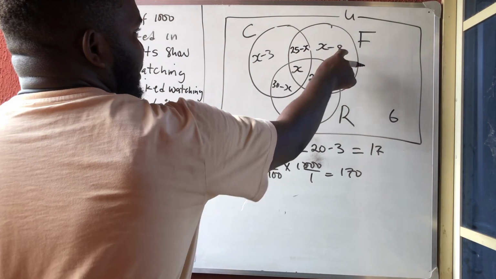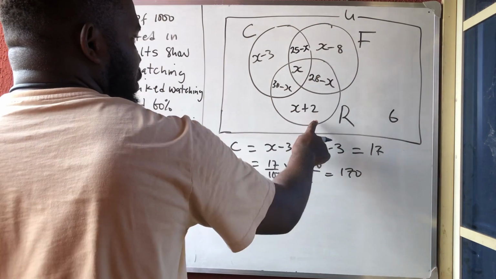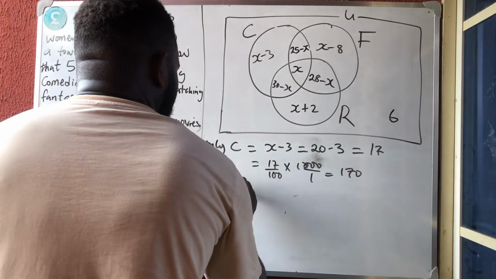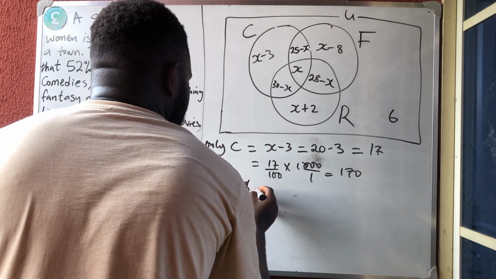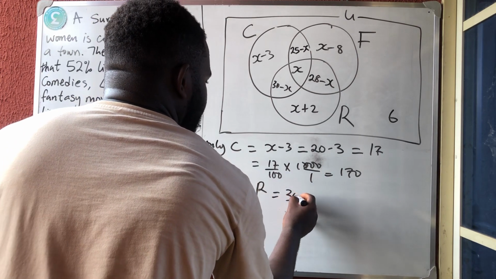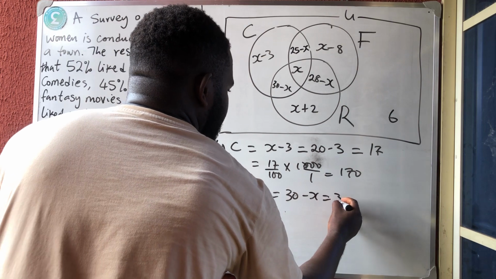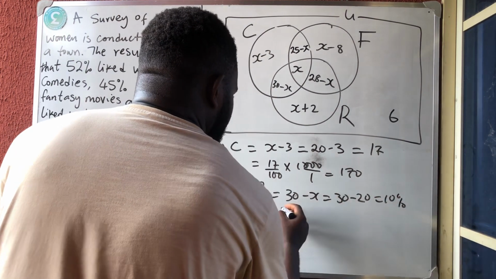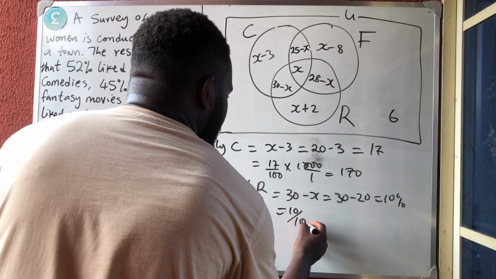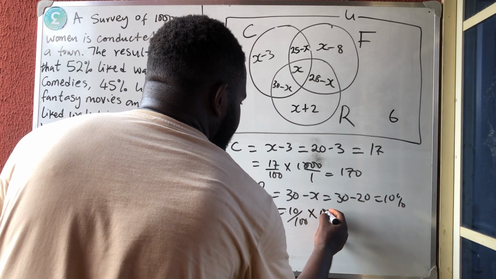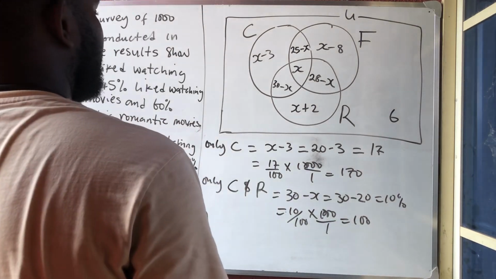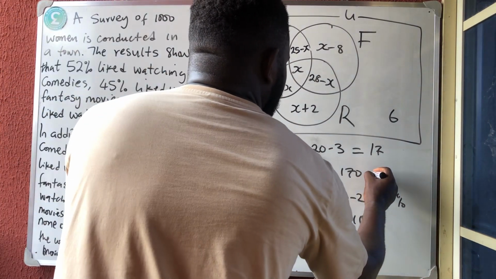So use that method to do only fantasy and only romantic. So let me do only comedy and romantic. Only comedy and romantic should be what? 30 minus x, which is what? 30 minus 20, which is what? 10%. So which is what? 10 over 100 times 1000 over 1. So I'm having 100 women. 100 women.